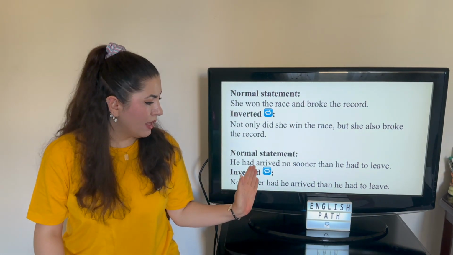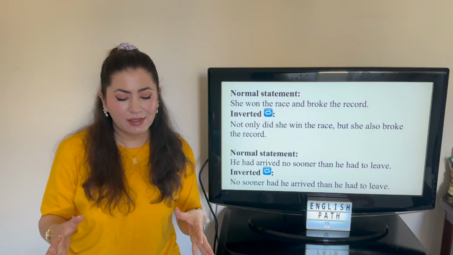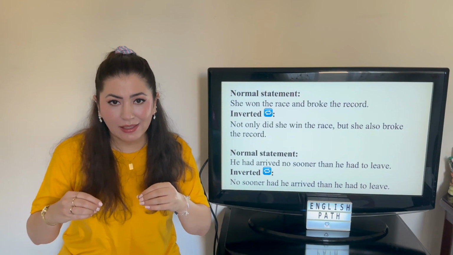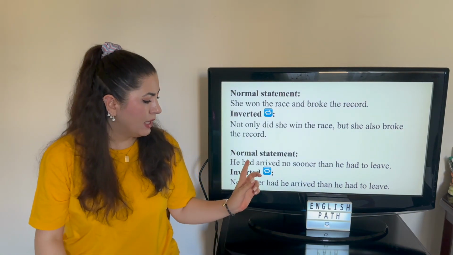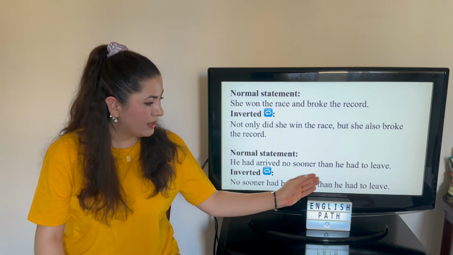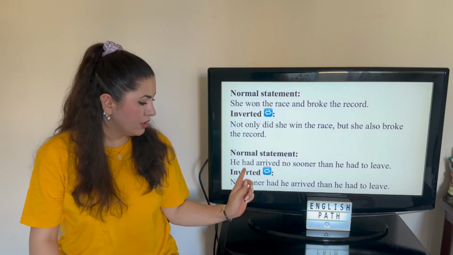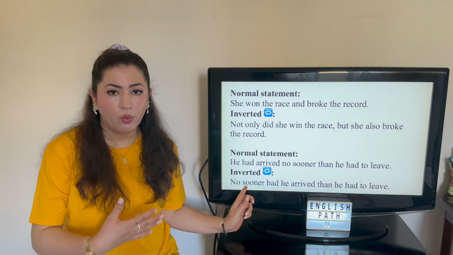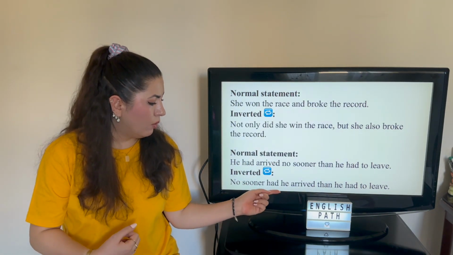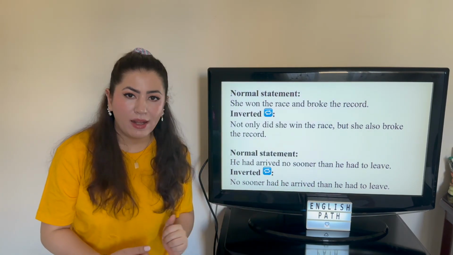Normal statement. He had arrived no sooner than he had to leave. What it means is that he arrived exactly when he had to leave. The inverted version is no sooner had he arrived than he had to leave. The verb is he had arrived. We start our sentence with a negative word, with no sooner. So I invert the verb and the subject, had he arrived.